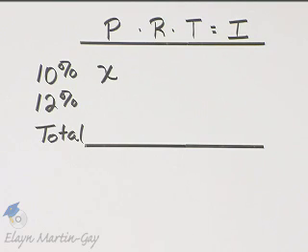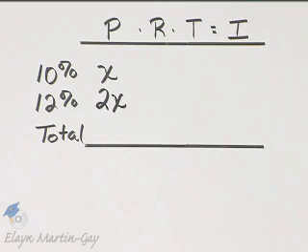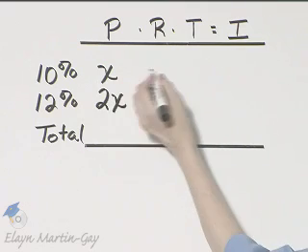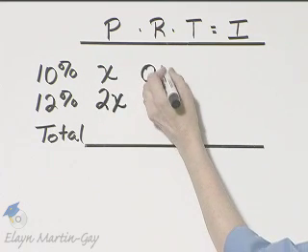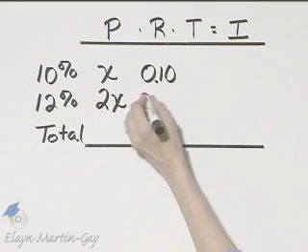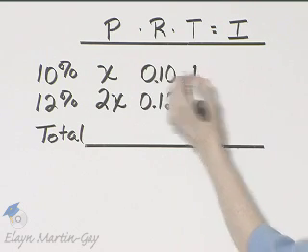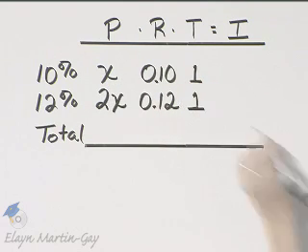Then remember, we're given that twice that amount is the amount invested at 12%. So twice this amount would be 2X. We know what our rate is. It's 10% here, so I'll put 0.10 as the decimal. The rate here is 12%, so that's 12 hundredths. The time, the total invested in an annual return, so that means the time is a year. So the time here is a year. The time here is a year.